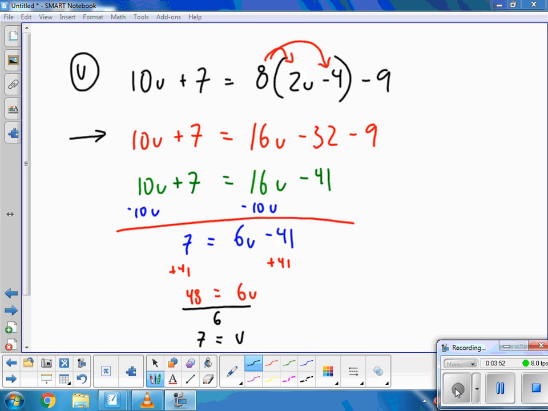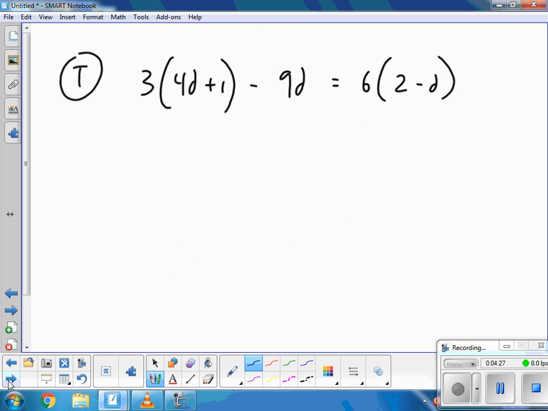In here, I've distributed the 8 to both of the terms. At this point, I combined like terms. I got my negative 32 minus 9. Here, I subtracted 10u from both sides. Right here, I started my process of getting u all by itself. I saw negative 41, so I added 41 to both sides. And then I saw that I had 6u, so I divided by 6 and ended up with u equaling 7. Sometimes you don't end up with a nice clean number. On these problems, you will. But you can end up with a decimal or a fraction, nothing wrong with that.